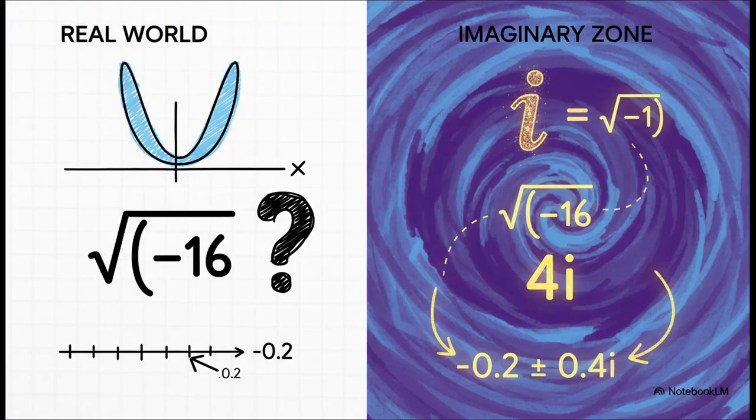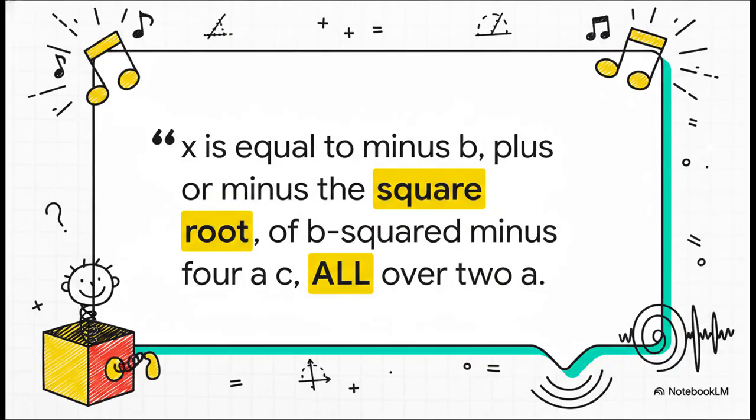So when we get that negative under the square root, we have to introduce a new character, the imaginary number i. And i is just defined as the square root of negative 1. It's a neat trick that lets us keep solving. So the square root of, say, negative 16 just becomes 4i. Your final answer will have a real part and an imaginary part. And here's the bottom line. A complex solution is just the correct mathematical answer for a curve that never, ever crosses the x-axis. That's all it is.